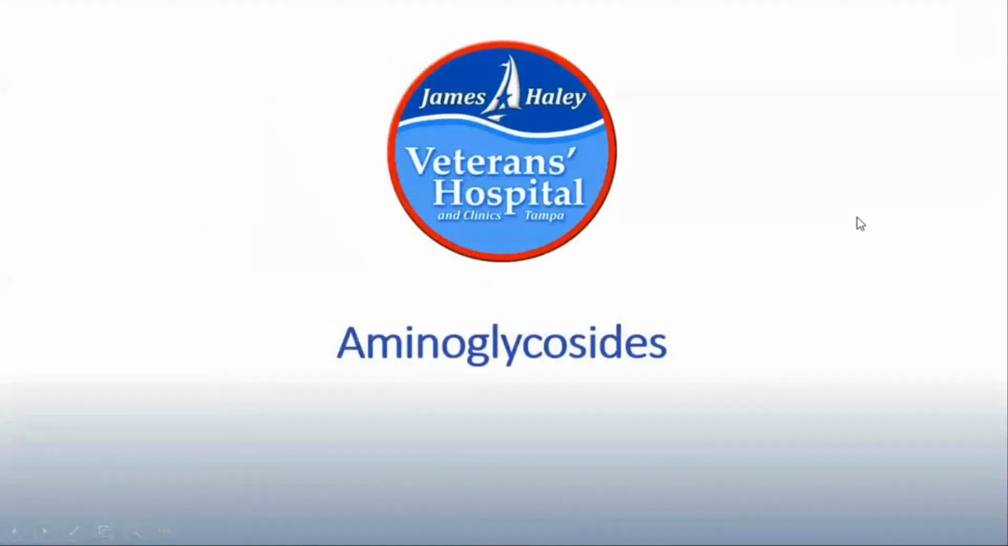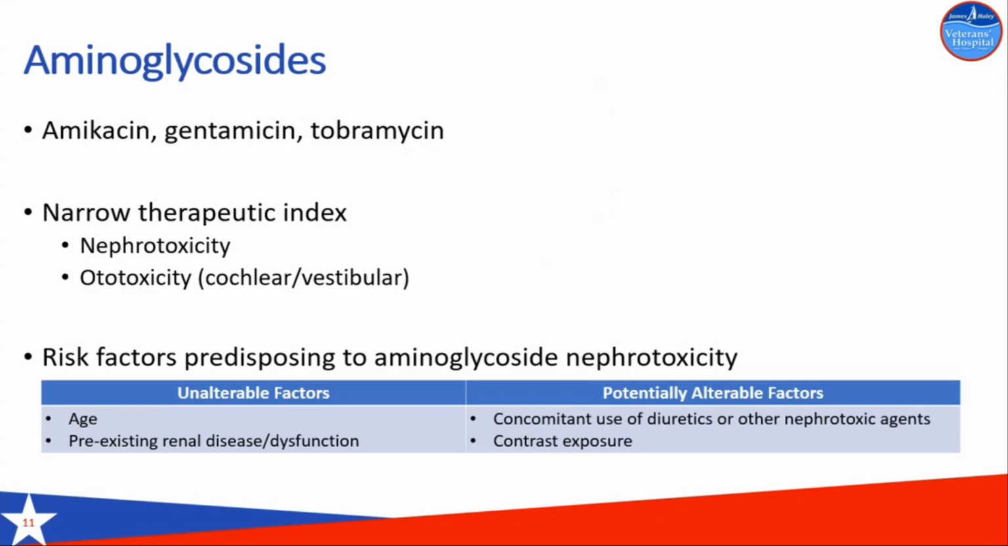All right, so we'll just jump right into it. I'm going to start with the aminoglycosides because, believe it or not, they are a little bit easier to explain and to monitor than the vancomycin. So for the focus of this presentation, we're going to be talking about amikacin, gentamicin, and tobramycin, and not necessarily any of the newer agents like plazomicin.